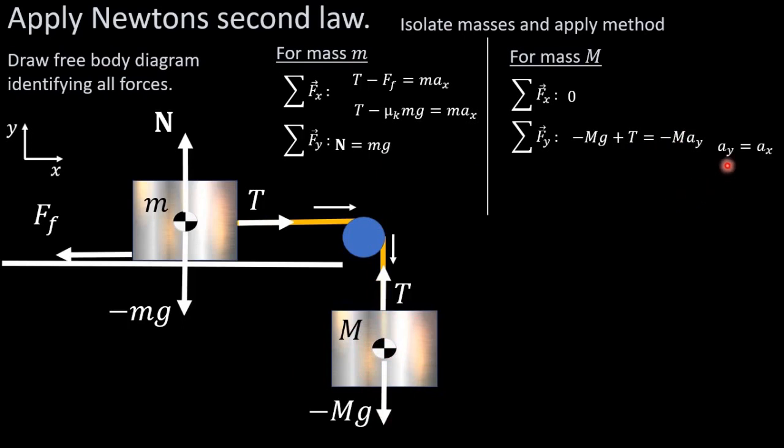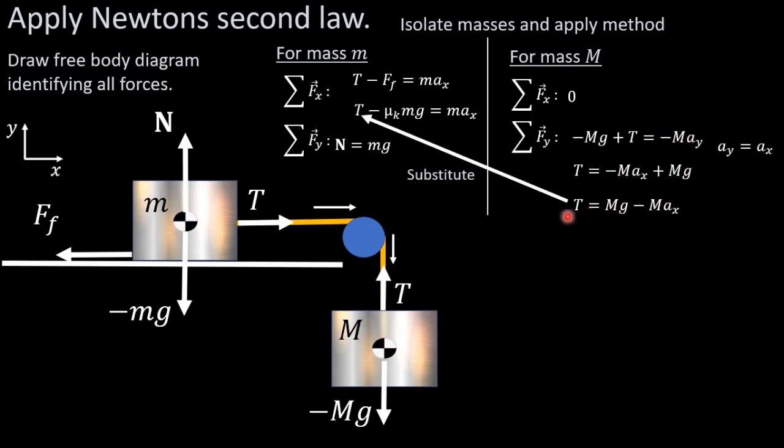So that means we can say that the acceleration in the y direction equals the acceleration in the x direction, because they're connected by this cable. The acceleration for each mass is the same. So I can replace a sub y here with a sub x. Then if I add this term to both sides, I get this. And then I can rewrite that like this by just swapping these two terms over. It's the same as this.